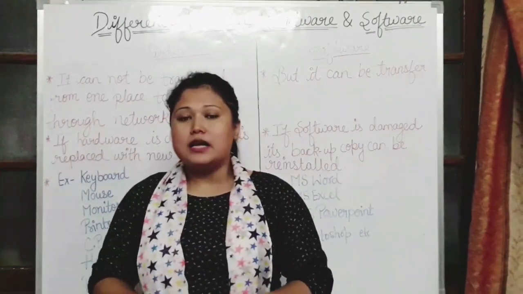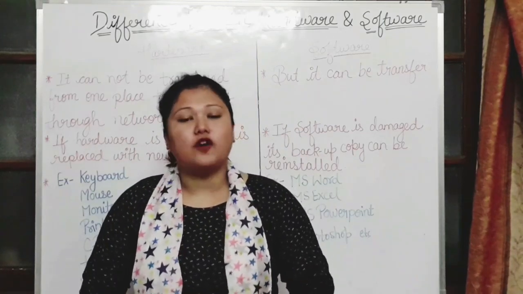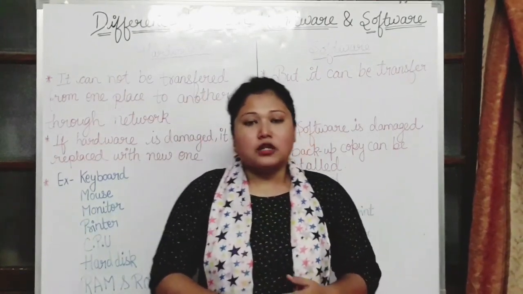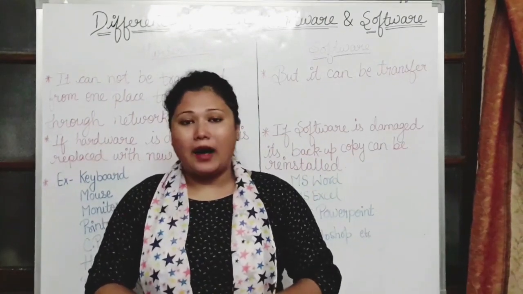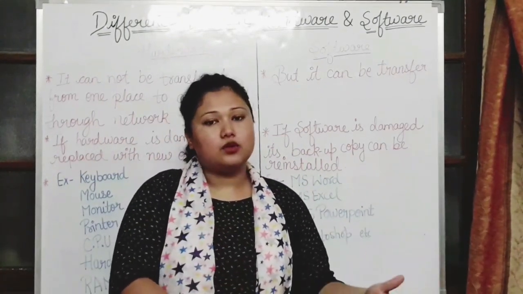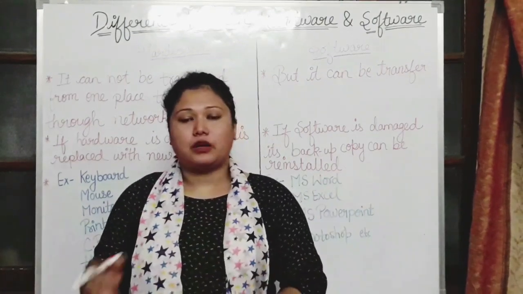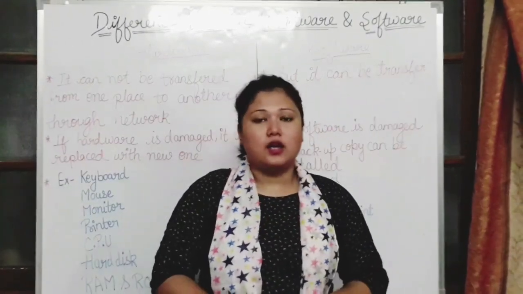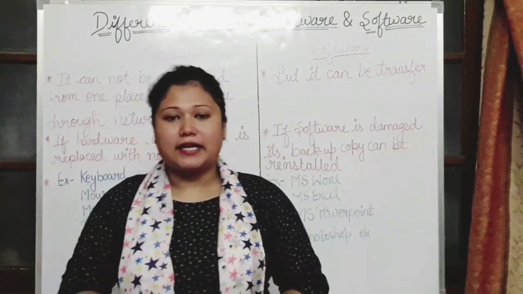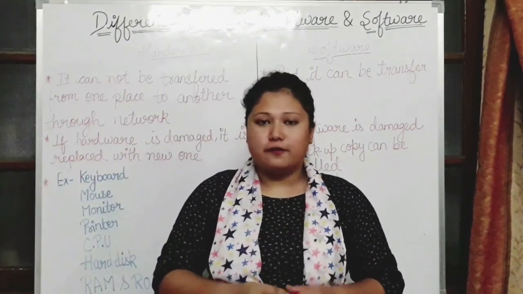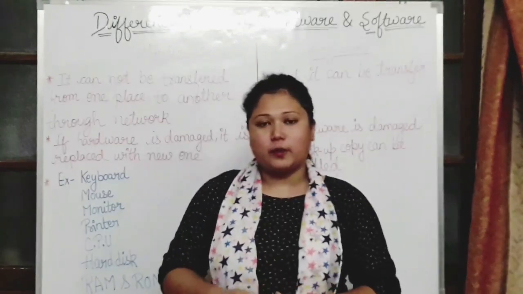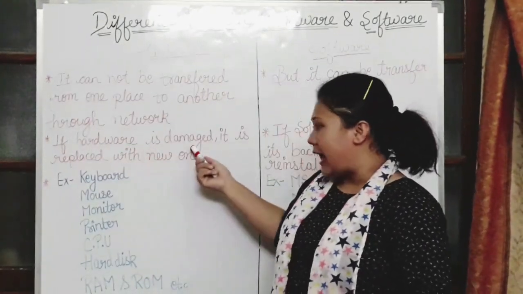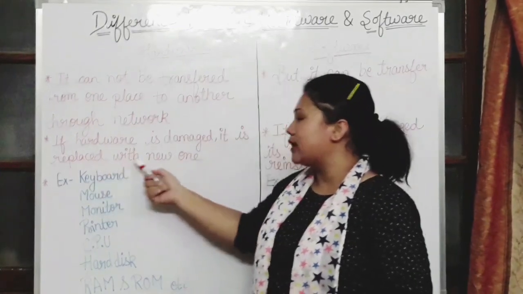Now what is a network? A network is where a number of computers are connected through a wire or wirelessly, right? So when a computer system is connected through wire, we cannot transfer one computer from one place to another. Whereas software can be transferred. If many computers are connected in a network with the help of wire, we can transfer any software in the network.